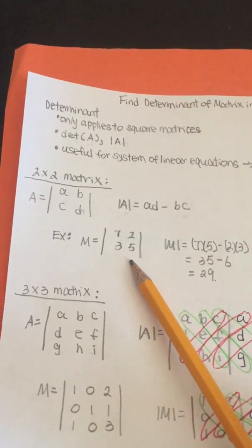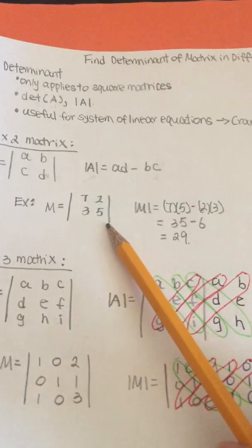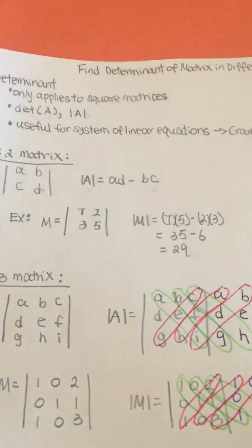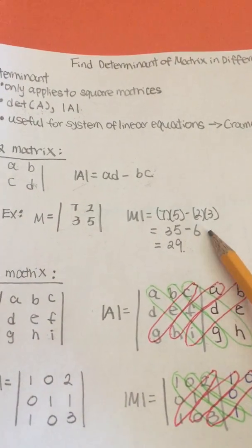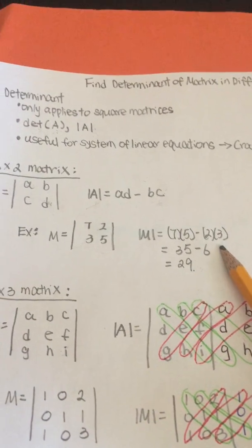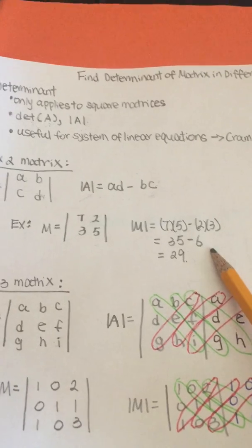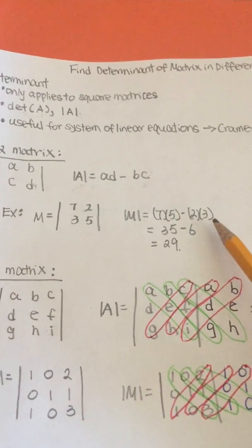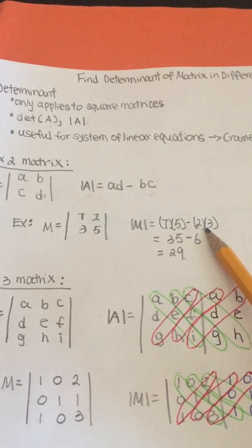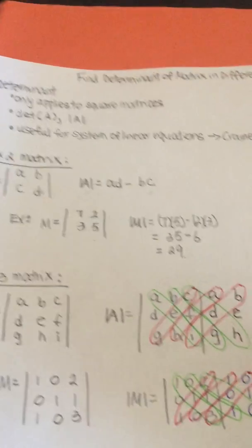Here I have an example. In this matrix, I have the entries 7, 2, 3, and 5. Suppose I need to find the determinant. I need to multiply 7 and 5, and 2 and 3, and I need to subtract these two. So 35 minus 6, I have 29. It's very important that you do not switch the order of these two.